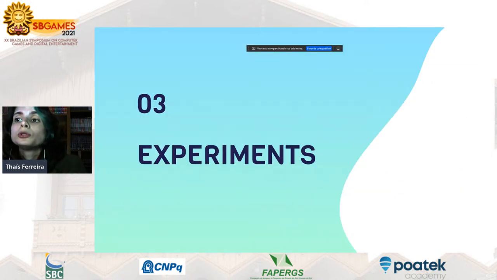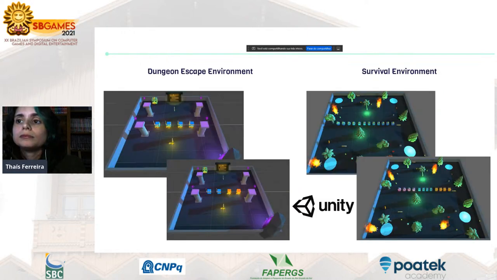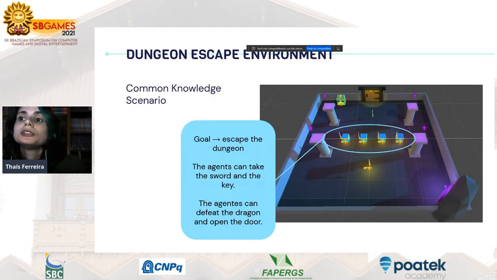Now, I will show you the experiments conducted. The MA-POCA algorithm was used in the test because it allows centralized training with independent policy learning. The experiments are performed using the Unity ML-Agents Toolkit. We apply and test the approach in two different environments, the Dungeon Escape environment and the Survive environment. Let's talk about the Dungeon Escape environment.